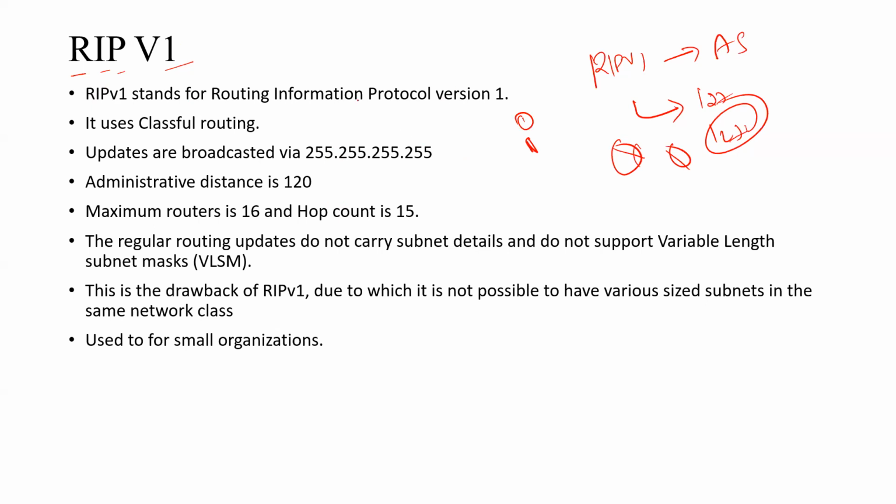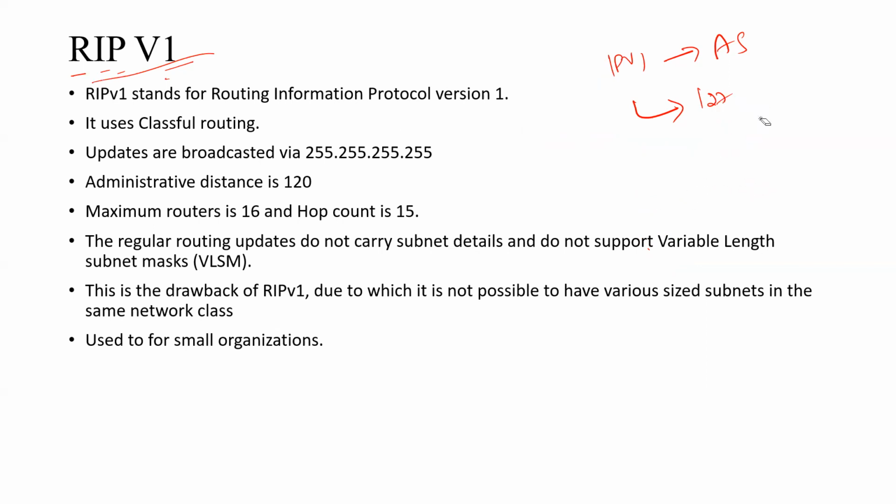So if you configure RIP version 1 in the router, we have to configure the networks which are directly connected, and we have to configure the dynamic routing protocol, that is RIP version 1. Between the routers, the route exchange will happen through the broadcast IP address.